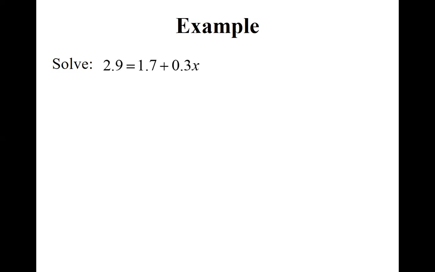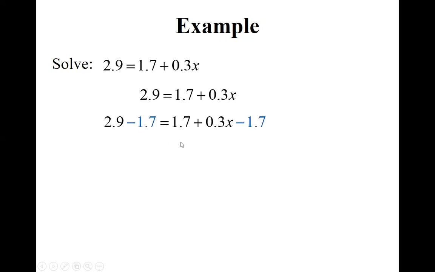Let's kick it up a notch. We'll need to use both properties here. First, in order to get the x by itself, we need to get the entire 0.3x by itself. So we need to get rid of a positive 1.7. We do that by subtracting 1.7. Whatever we do on one side, we have to do to the other. 2.9 minus 1.7 is 1.2. So we have 1.2 equals 0.3x.